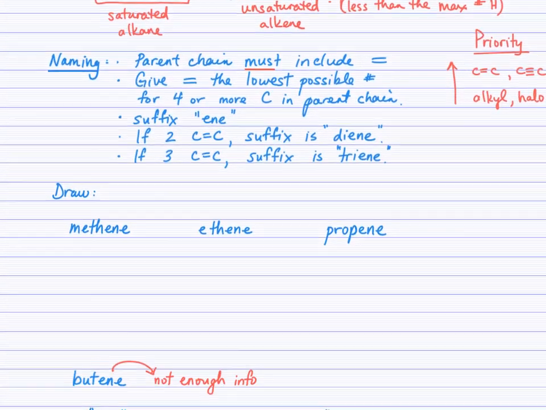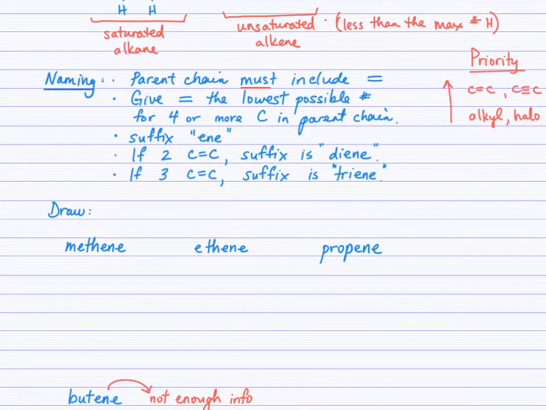Moving on with the naming, you'll find that the naming is very similar to the steps that we've been following. The key is that when you find the parent chain, it must include the double bond. So the longest continuous carbon chain that includes the double bond is the parent chain. And when you're numbering, regardless of where the side groups are, give the double bond the lowest possible number. So we'll see the suffix of ene instead of ane, and I mentioned diene and triene. Well, we'll show you those when we get there.